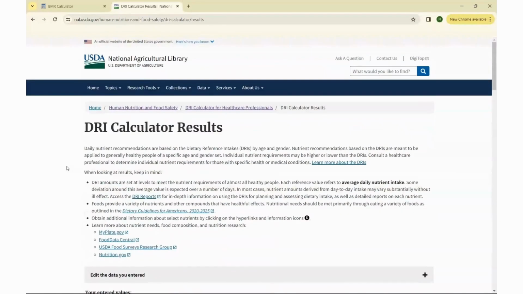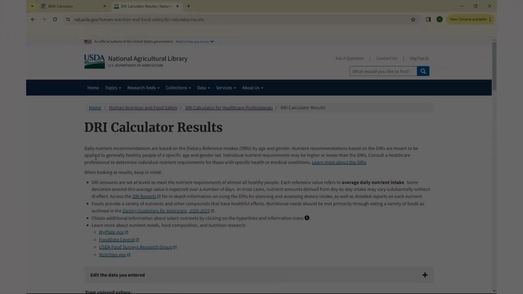So those are the two calculators that I like and recommend if you're looking to estimate your daily caloric needs.